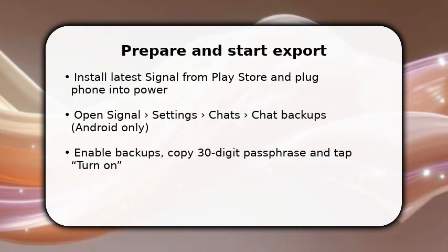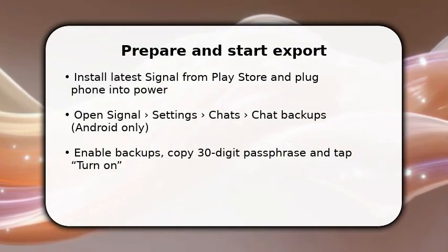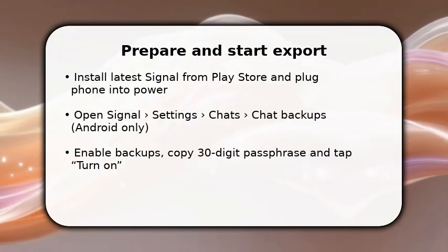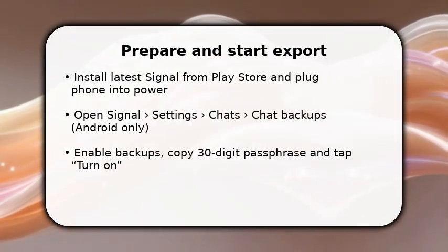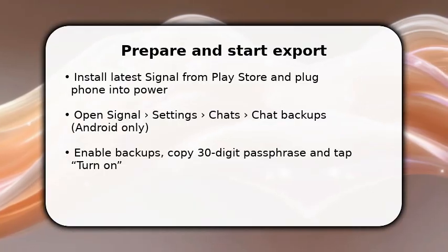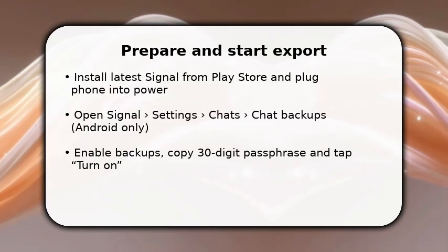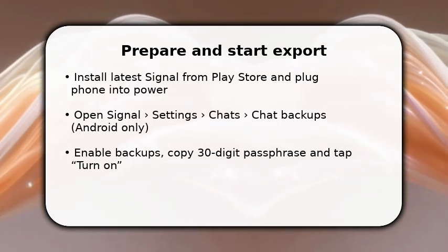Signal generates a 30-digit passphrase you must copy exactly. Once done, store that passphrase where only you can access it. It's required to restore. Make sure the backup toggle is active and wait for the initial backup to complete before moving on. This ensures a full copy of your local messages exists.